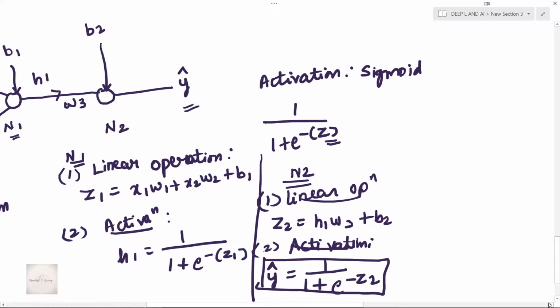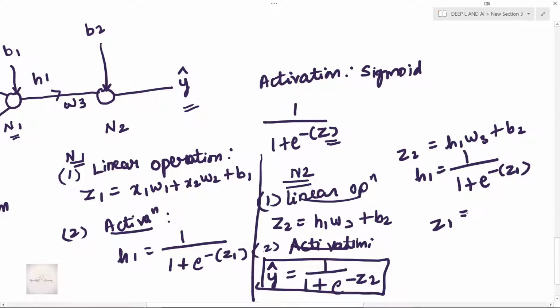So Y hat is equal to 1 over 1 plus e power minus Z2, where Z2 is nothing but H1 W3 plus B2, where H1 is equal to 1 over 1 plus e power minus Z1, where Z1 is equal to W1 X1 plus W2 X2 plus B1. This is how we compute the value of a series of neurons which are connected together. I hope you are clear with this concept, how we find the value of a collection of neurons which are stacked together.